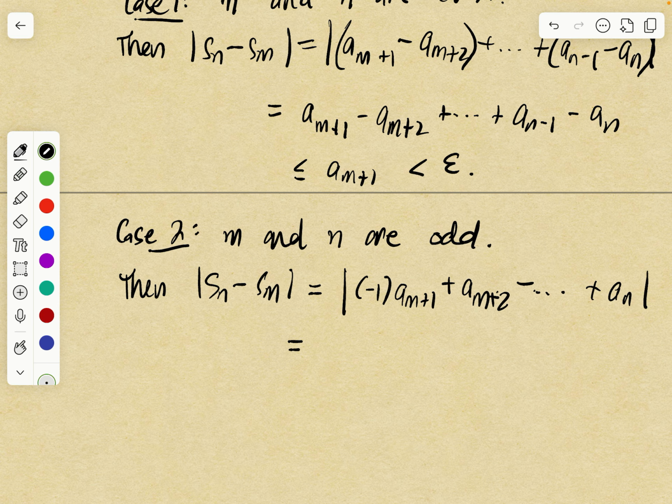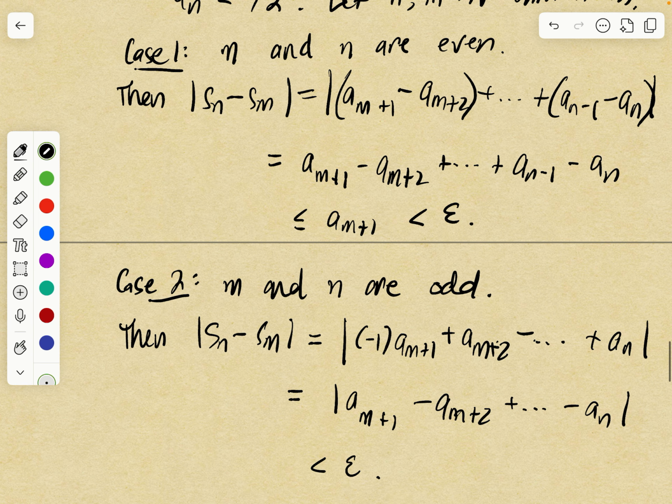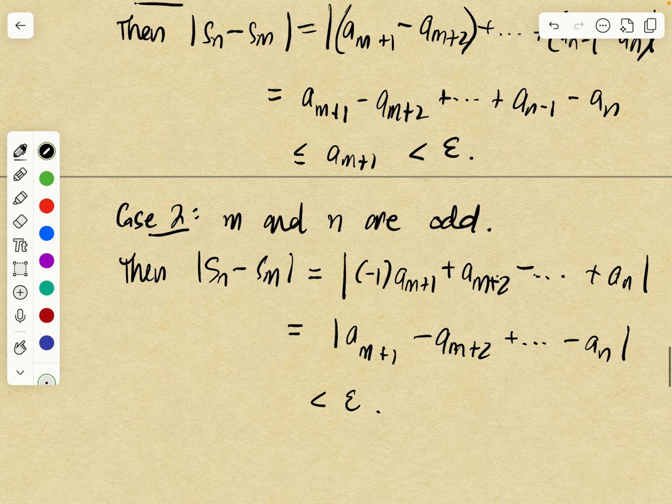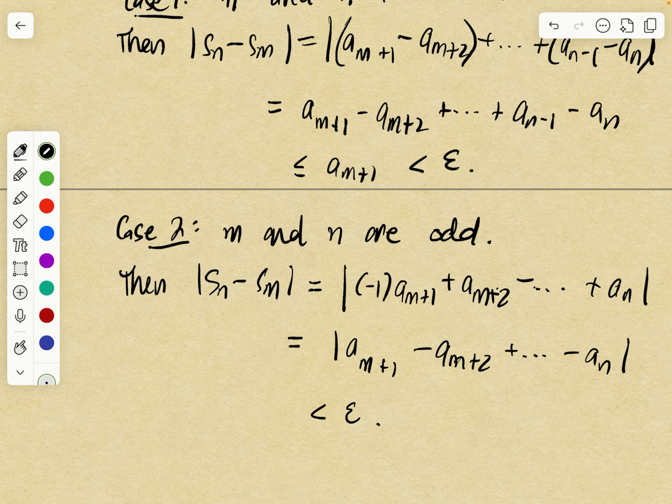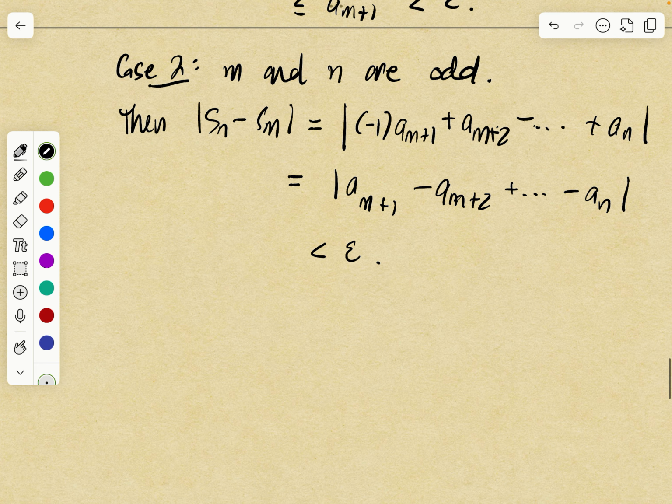And then you can factor out a negative 1, so an absolute value of A sub m plus 1 minus A sub m plus 2 plus dot dot dot minus A sub n, and then we're at the same situation as before, so this is less than epsilon. Right? Because you just do the same argument that's here. And notice where the lemma came in. So the lemma is very useful.